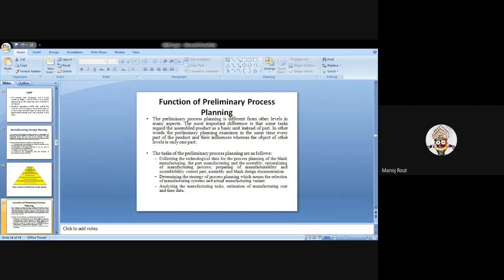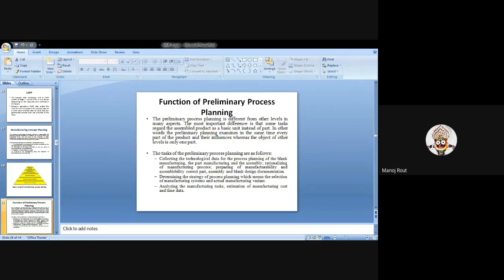The next topic is the function of preliminary process planning. Preliminary process planning is different from other levels in many aspects. The most important difference is that some tasks regard the assembled product as a basic unit instead of parts. In other words, the preliminary level examines every part of the product and its influence at the same time, whereas the object of other levels is only one part.